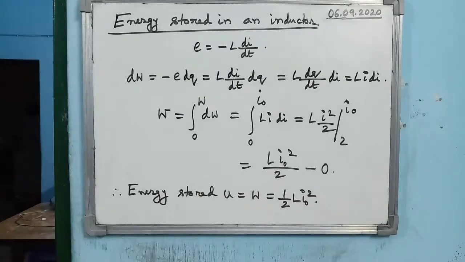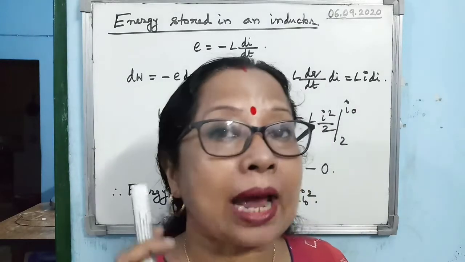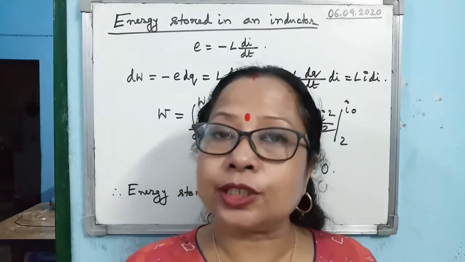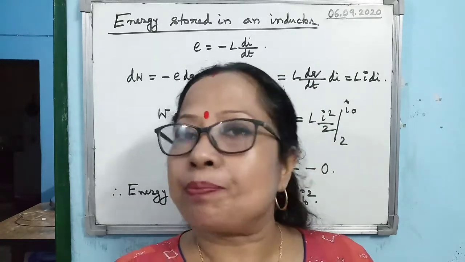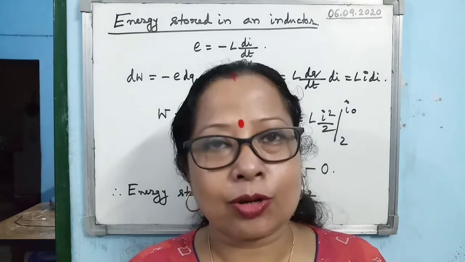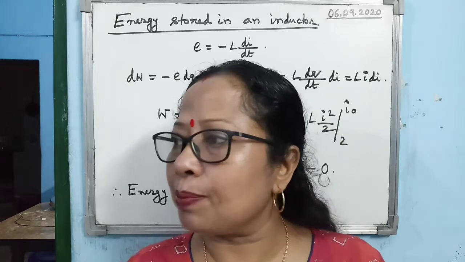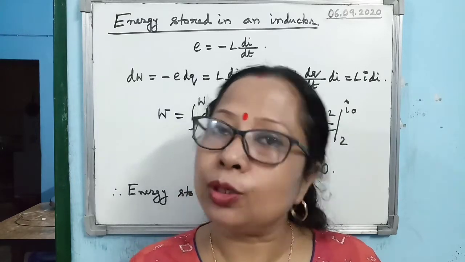Now you see what is the energy stored in an inductor. We have done, I hope you can remember, that when we charge a capacitor, slowly when we add charge to it, during this process the capacitor gets energized. And I hope you can remember the energy stored in a charged capacitor is given by half CV square or Q square by 2C.